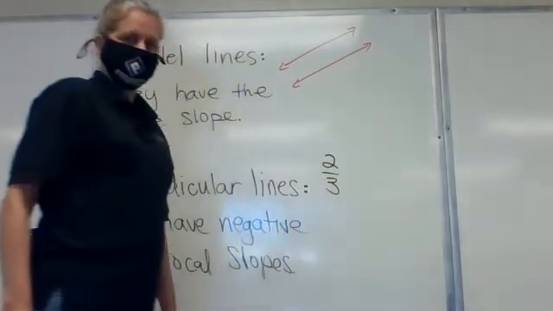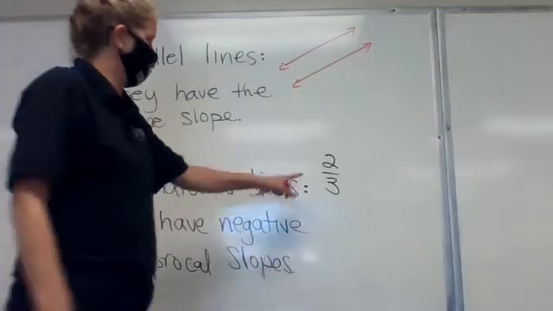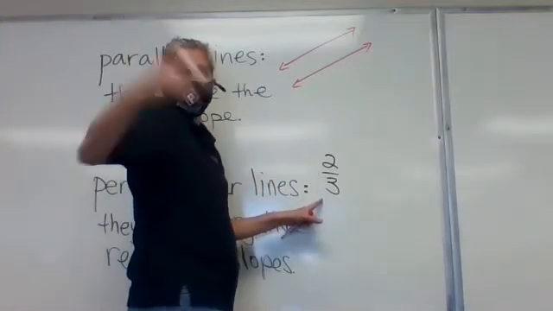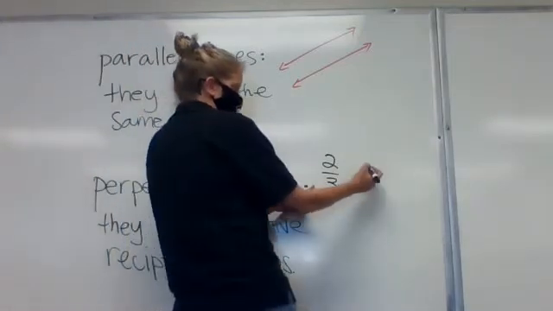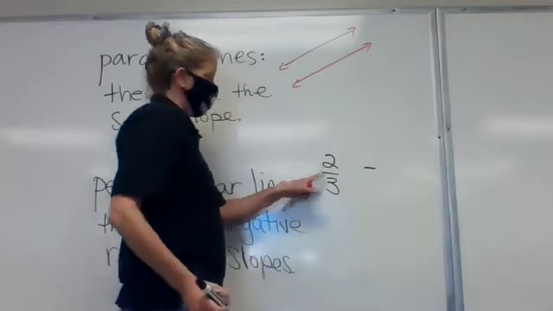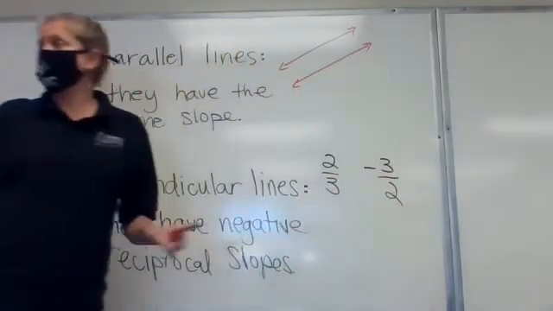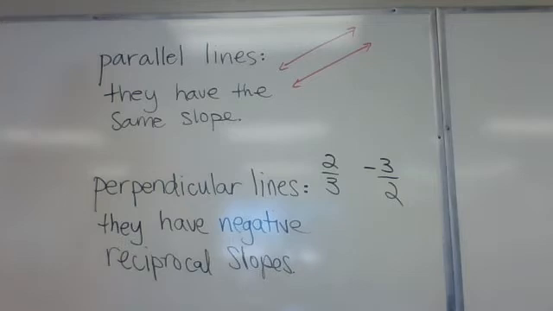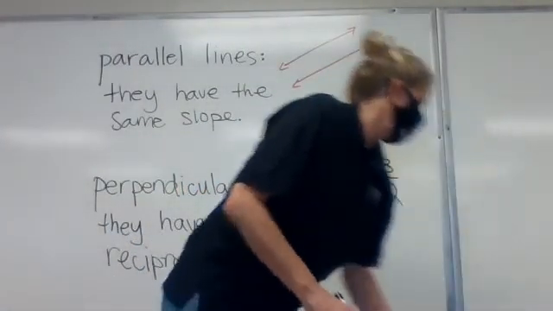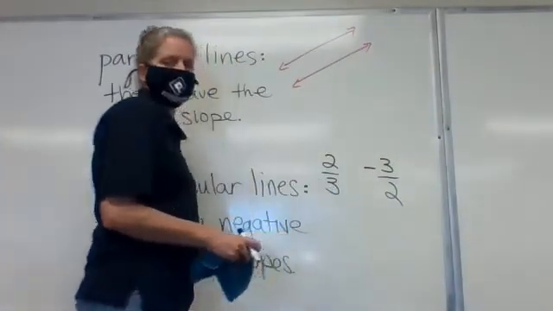2/3 is the negative reciprocal. If I give it the opposite sign, so if this one's positive, what would the other one need to be? And then flip that upside down. Those are negative reciprocals of each other. That's what makes lines perpendicular. There are a couple of things that can be tricky about this, so let's do another couple of examples.